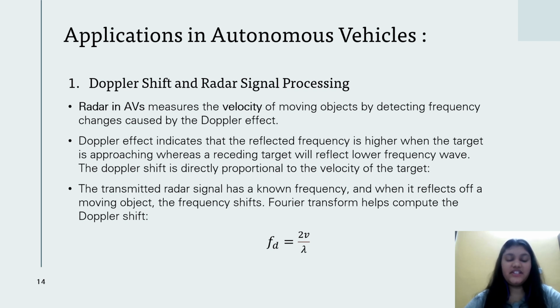The transmitted radar signal has a known frequency, and when it reflects off a moving object, the frequency shifts. Fourier transform helps to compute this Doppler shift, and the formula for that is shown on the slide.